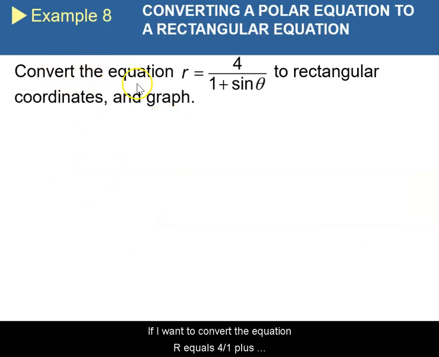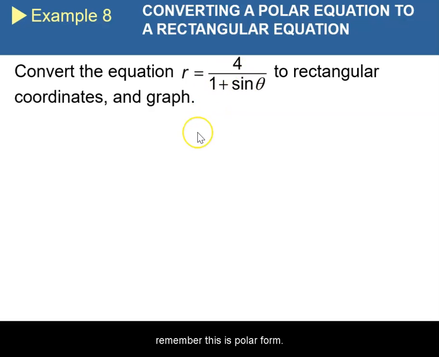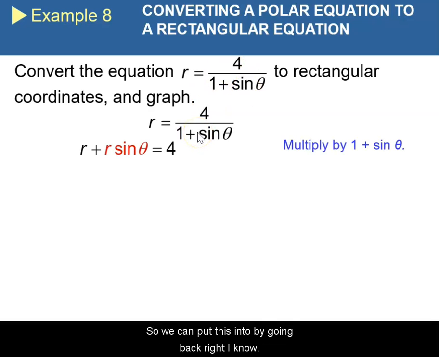Okay, and if I want to convert the equation r equals 4 over 1 plus sine theta to rectangular coordinates and graph, so remember what these are, right? So we went over some polar hyperbolas, some quadratics, some things like this, right? Polar forms of those. And that's basically what this is, right? If you remember, this is a polar form. So we can put this into rectangular coordinates by going back, right?